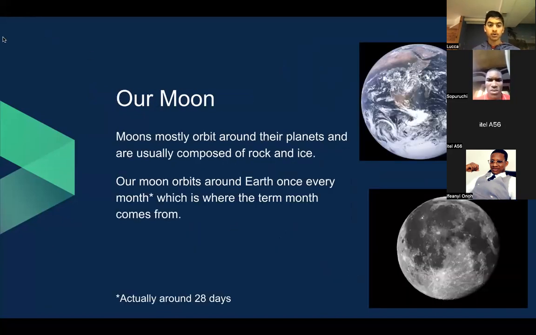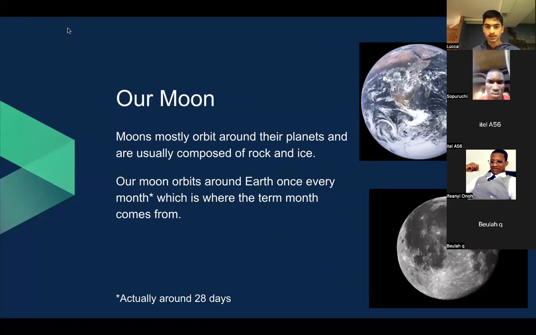So let's look at our moon. Moons orbit around planets. And if you look at our moon, for example, it orbits around the Earth, meaning it moves in a circular path around a planet, or in this case, the Earth. And our moon orbits once every month, which is actually where the term month comes from. You can see that the word moon is kind of in the word month. And that's where that word comes from, actually, which is pretty interesting.